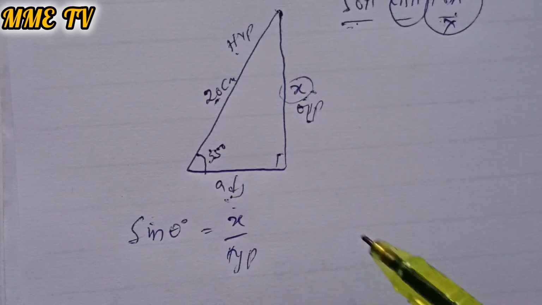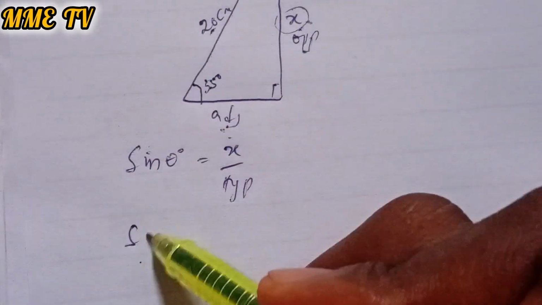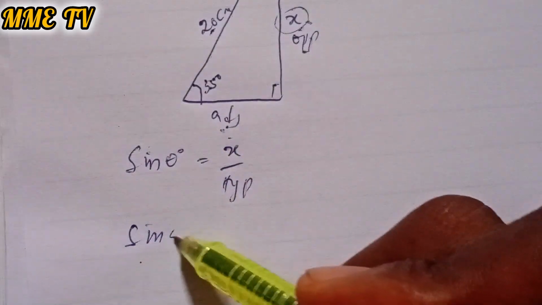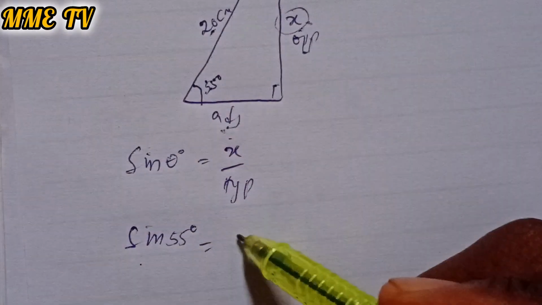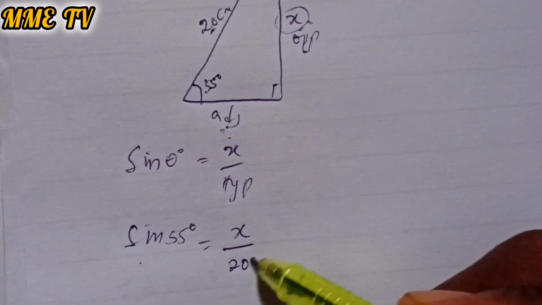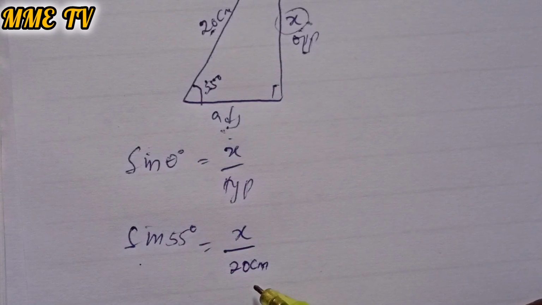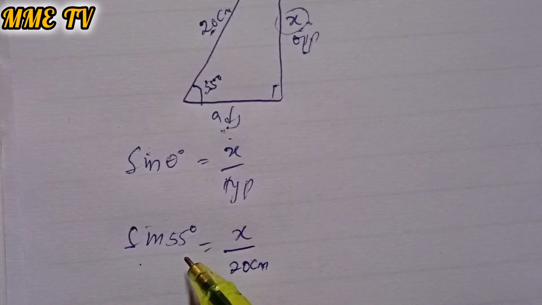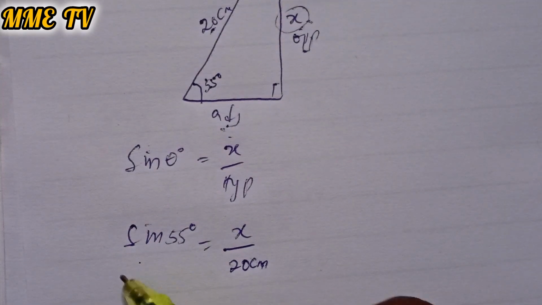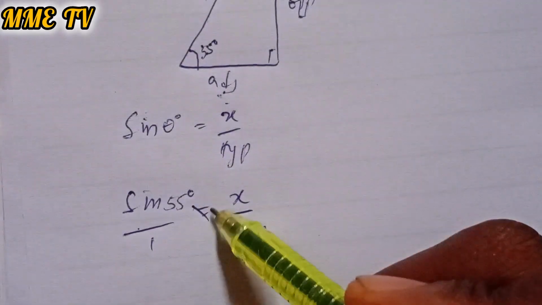You understand this now? Which is going to be equal to sine of the angle given here, 55 degrees, equal to X over the hypotenuse, which is 20 cm, right? You remember that lengths are measured in centimeters, angles are measured in degrees, right? So what do you do in this case? You are going to now cross multiply.